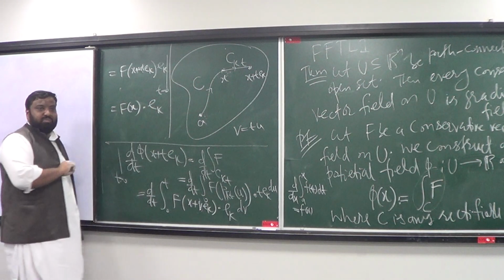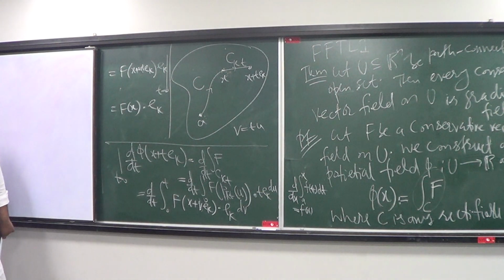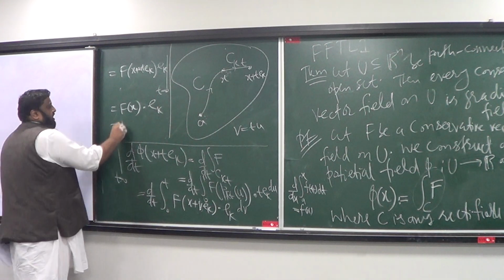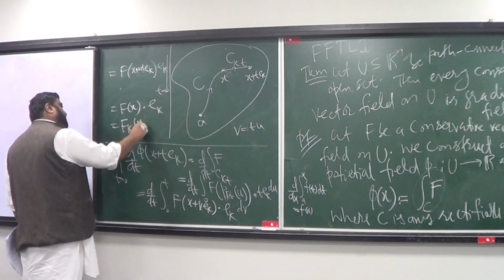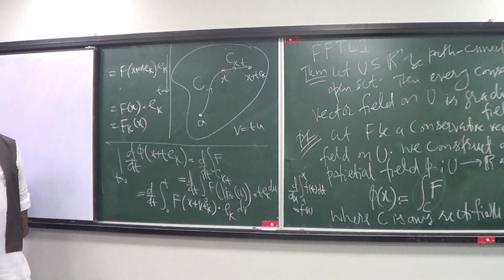So tell me what is it? f of x of k. Okay, so you have the vector field f and you are dotting it with ek. So this is nothing but the kth component of f of x. Right. Okay.